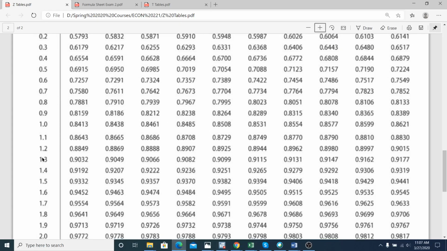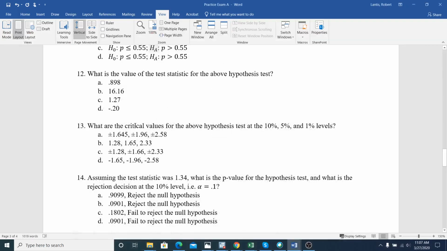1.34, so 0.9099. So we subtract that from 1. Right, so 1 minus 0.9099, we get 0.0901, but that's not our p-value. That's only half of our p-value, so we multiply that by 2. 0.1802 is our total p-value.